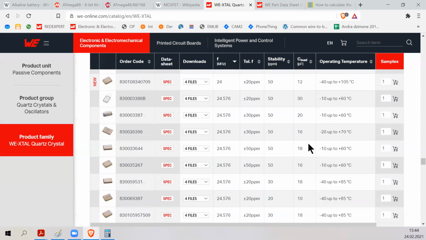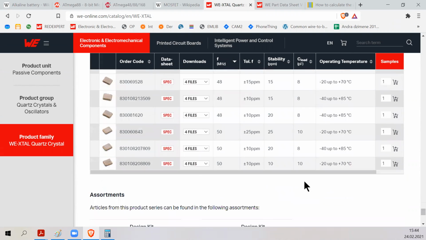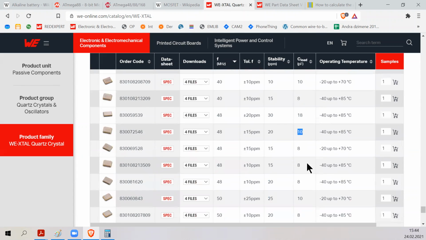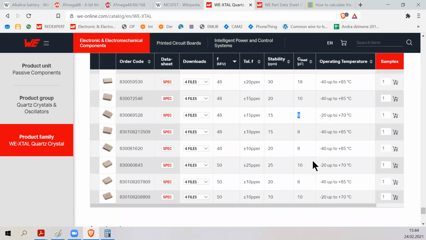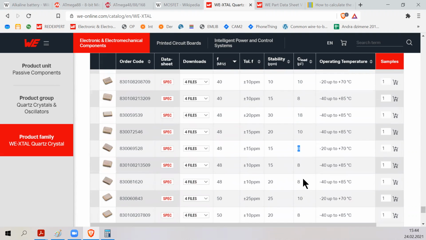26, let's see, 26. Usually smaller capacitance means lower power consumption. So let's take this 8 for the sake of calculation. Let's say we want the crystal with 8 picofarad, plus minus 10 ppm, and plus minus 15 frequency stability.